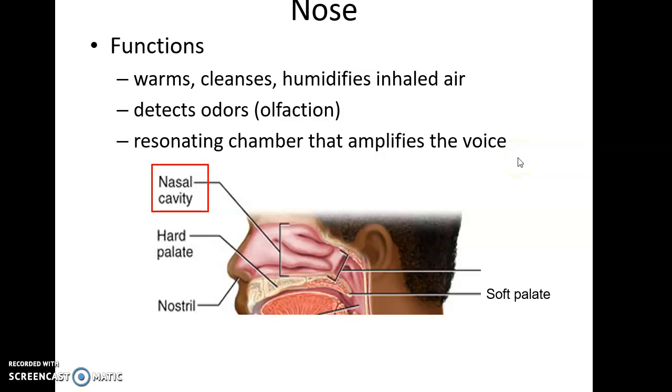Functions of the nose includes obviously being a way for air to come in, and when the air is brought in, inhaled, it is warmed, it is cleansed, and humidified, made wet, made warmer, and particulates collected by the mucus in the nasal cavity. The nose also detects odors, so we can smell, olfaction, and it acts a little bit as a resonating chamber to amplify our voice.